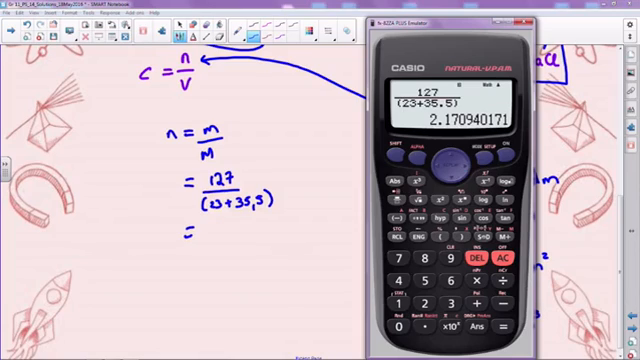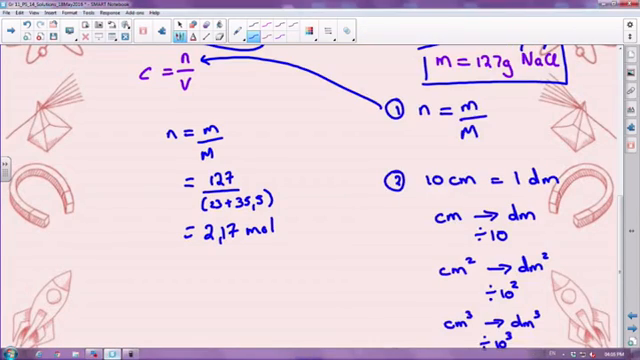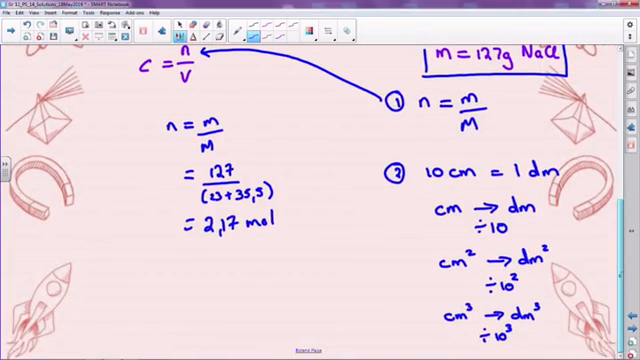SD that, and I get an answer of 2.17 moles. Okay, which is cool. So I've got my first part. Let's just do our conversion quickly.